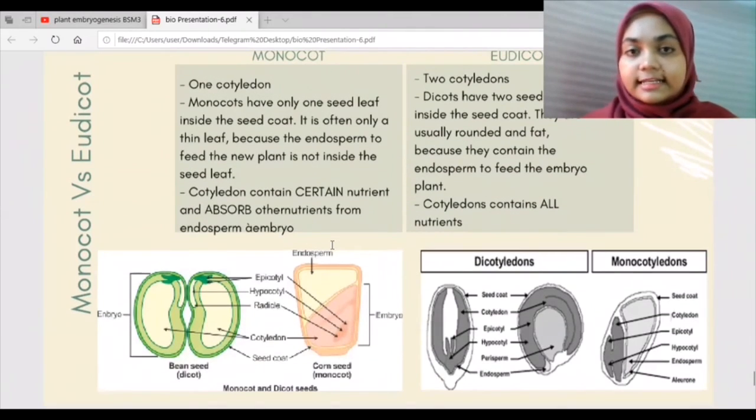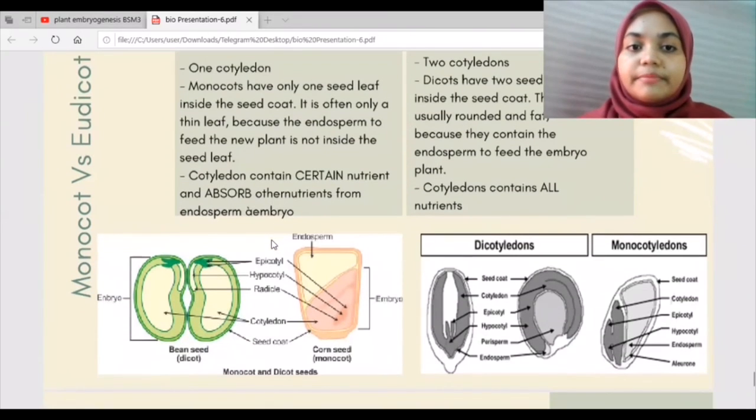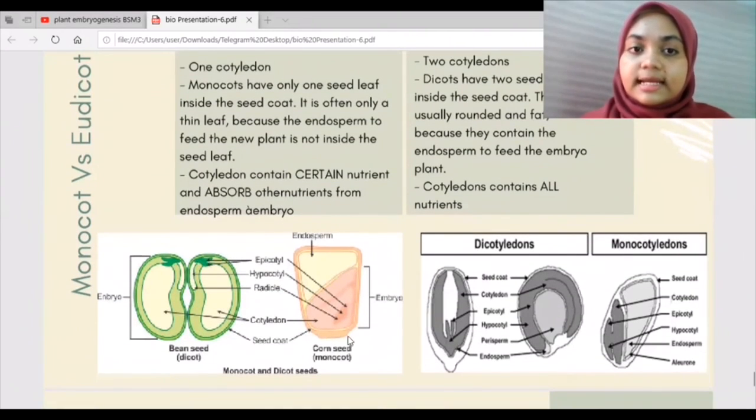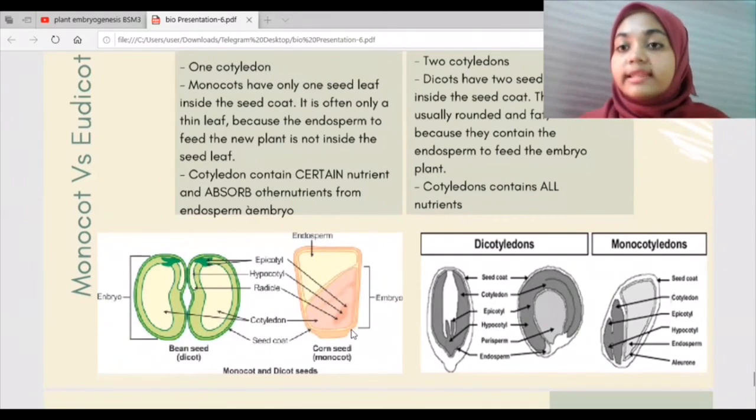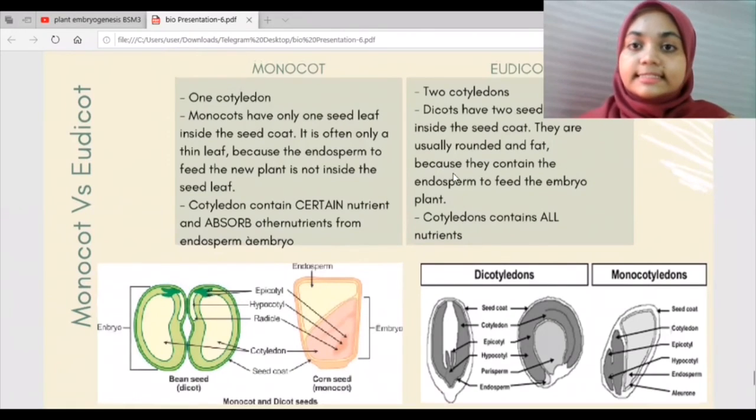Okay, next is the cotyledon in the seed. The monocot cotyledon contains certain nutrients and absorbs other nutrients from the endosperm. Then the eudicot cotyledon contains all the nutrients, so it does not need to absorb from the endosperm, which is why the endosperm is big in the monocot seed.